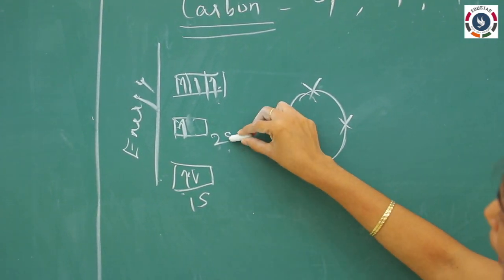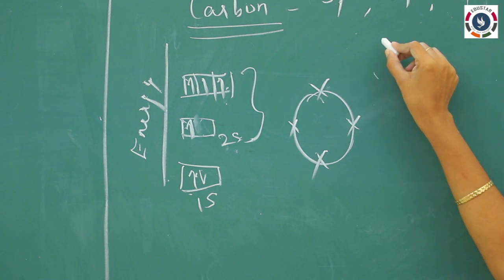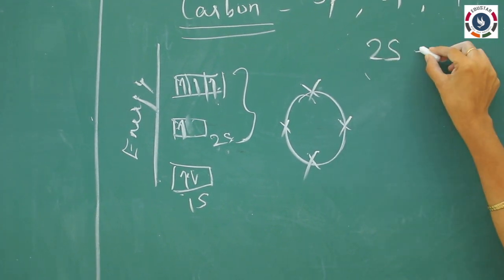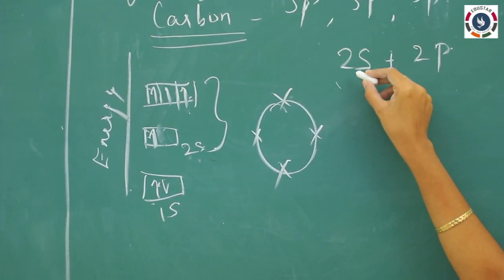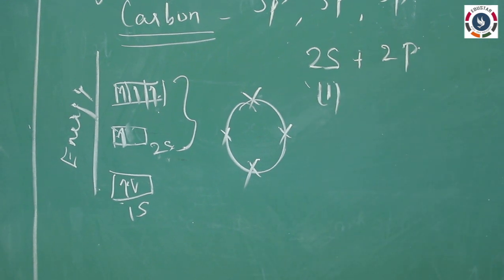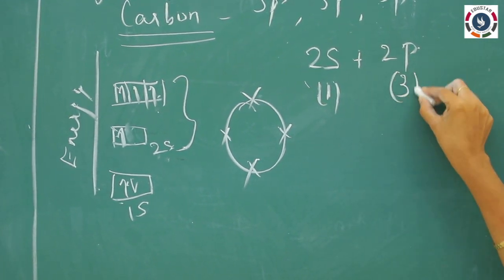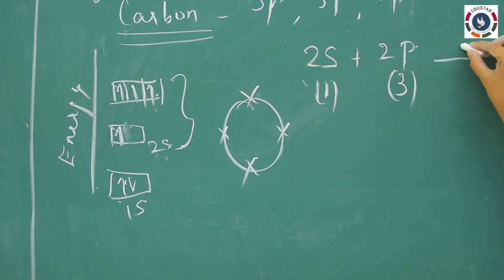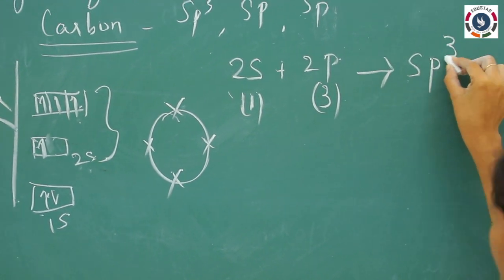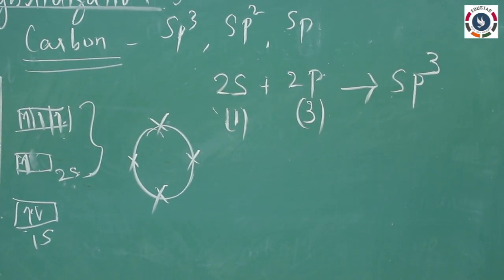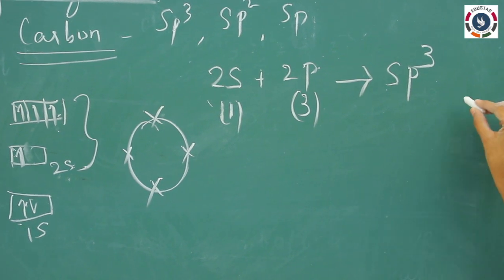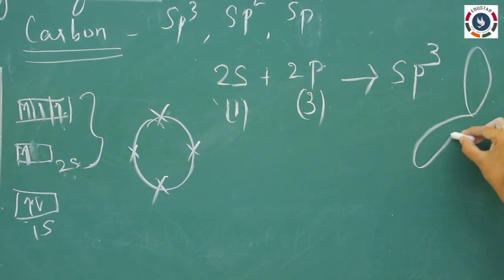Now, this 2s orbital and 2p orbital. In the 2s orbital there is 1 electron and in the 2p orbital there are 3 electrons. This will undergo hybridization and form sp3 hybrid orbitals. How will this sp3 hybrid orbital look? It will be like this.